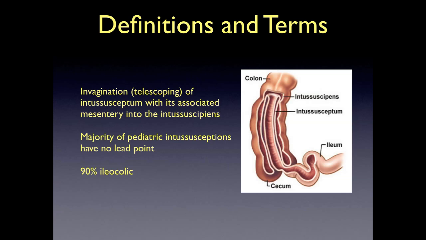Intussusception is defined as the invagination or telescoping of one loop of bowel into another, dragging along its associated mesenteries. The inside bowel segment is called the intussusceptum, while the outside bowel segment is called the intussuscipiens. Unlike adult intussusceptions, the majority of pediatric intussusceptions have no obvious lead points, and 90% of them are ileocolic.